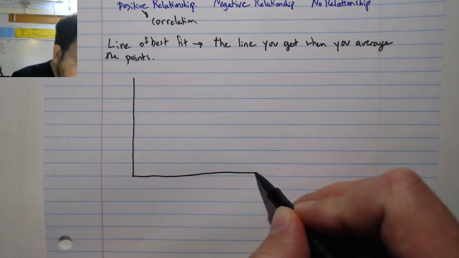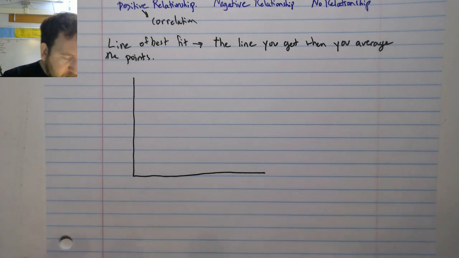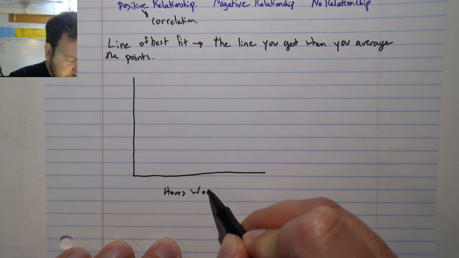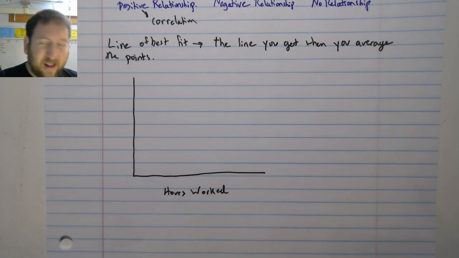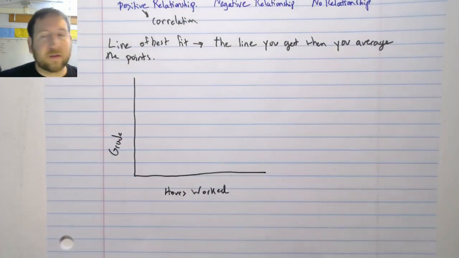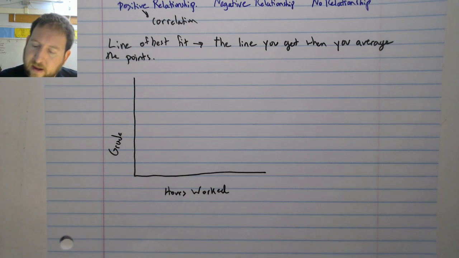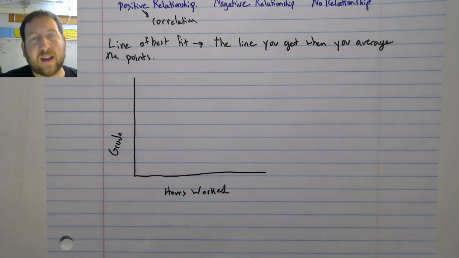So I have a graph here, and we are going to be using data for hours worked on a test. Now, I know we don't really do tests here, but I think you kind of understand the idea of tests. And the grade that students got. And we're going to see if, as students worked more time, that correlated and fit with getting a better grade.